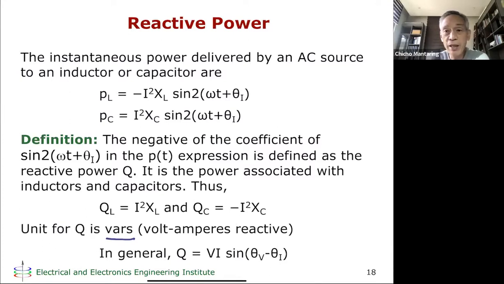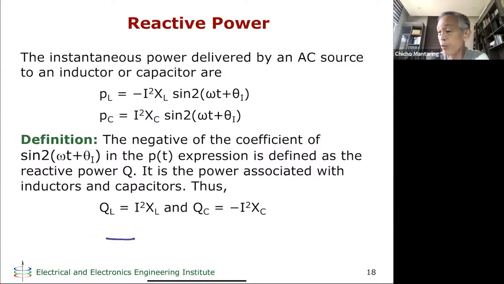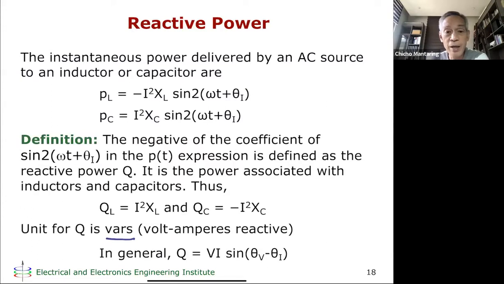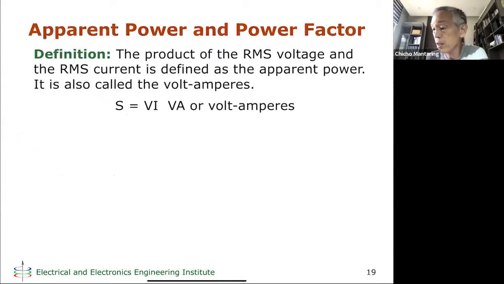Okay, so meron tayong dalawang klaseng power. Meron tayong tinatawag na real power or active power. And meron tayong tinatawag na reactive power. Yung reactive power is not capable of doing work. Yung real power is the one that is capable of doing work. Meron tayong tinatawag na apparent power.